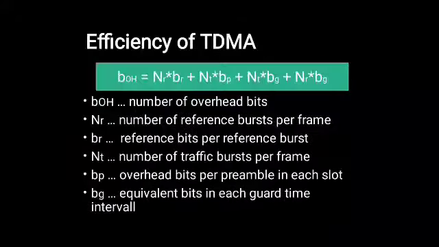Each user is allocated a separate slot, and for calculating the efficiency, we first have to calculate the number of overhead bits. Here the number of overhead bits is B OH equals N R into B R plus N T into B P plus N T into B G plus N R into B G, where N R is the number of reference bursts per frame and B R is the reference bits per reference burst, N T is the number of traffic bursts per frame, B P is the overhead bits per preamble in each slot, and B G is the guard equivalent bits in each guard time interval.